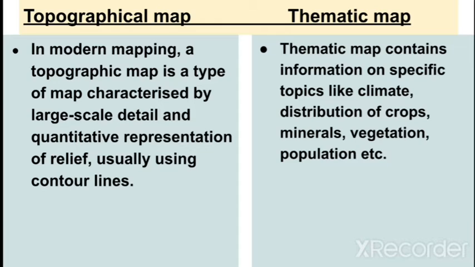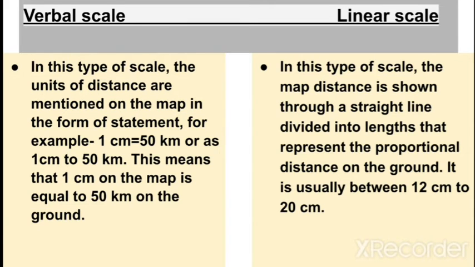The first question is differentiate between topographical map and thematic map. The same answer you will write for topographical map. So, you have to write here, in modern mapping, a topographic map is a type of map characterized by large-scale detail and quantitative representation of relief, usually using contour lines. In thematic map, you will write, thematic map contains information on specific topics like climate, distribution of crops, minerals, vegetation, population, etc.